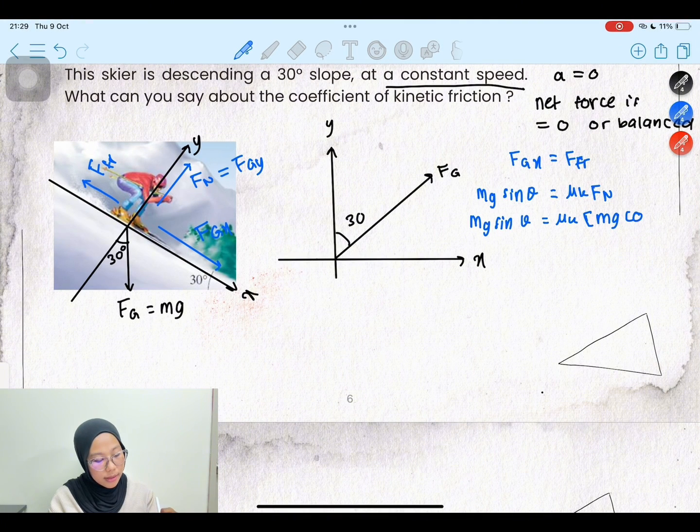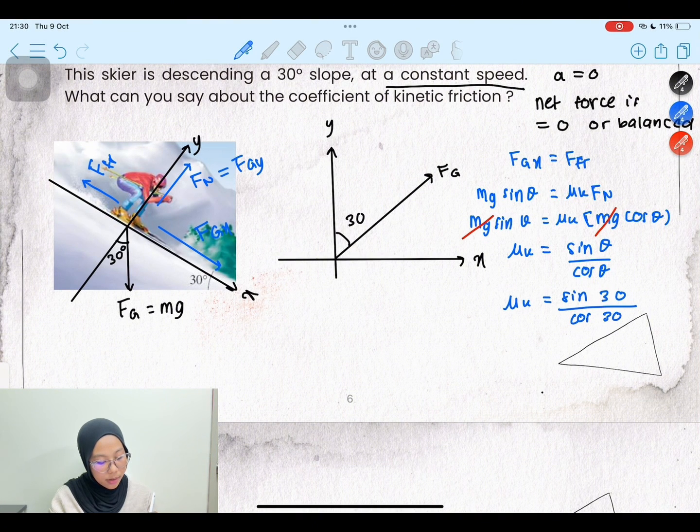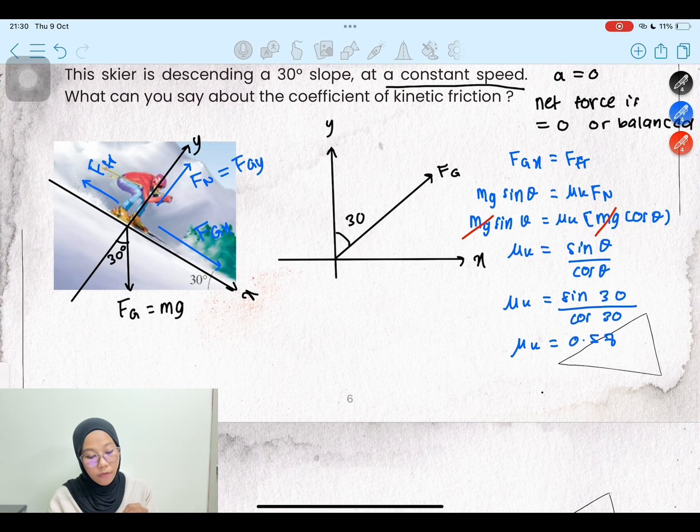Fn is mg cos theta. So we can rearrange this formula and cancel out mg on both sides. So we have mu_k equals sine theta over cos theta. Let us insert the value. mu_k equals sine 30 over cos 30. So mu_k equals 0.58. So here's your final answer.